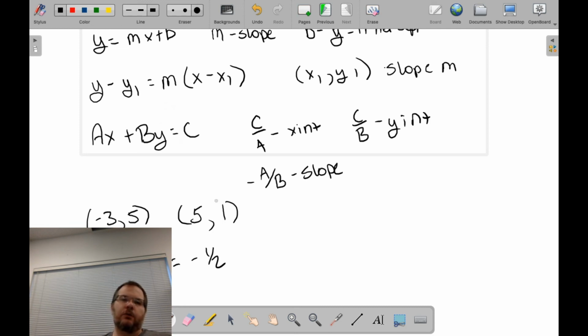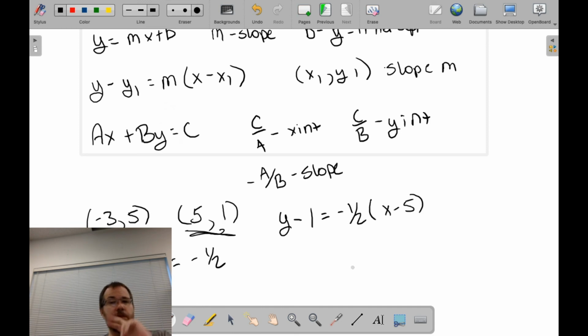Now to find the y-intercept, I can use the slope-intercept equation, but I'm going to show you how to do it using point slope and why it's easier. So point slope is y minus y1, so plain y. And now I need to decide which of these 2 points I'm going to use. I'm going to choose to do 5, 1 because neither of the numbers are negative. So this is going to be y minus 1 equal to negative 1/2 times x minus 5.